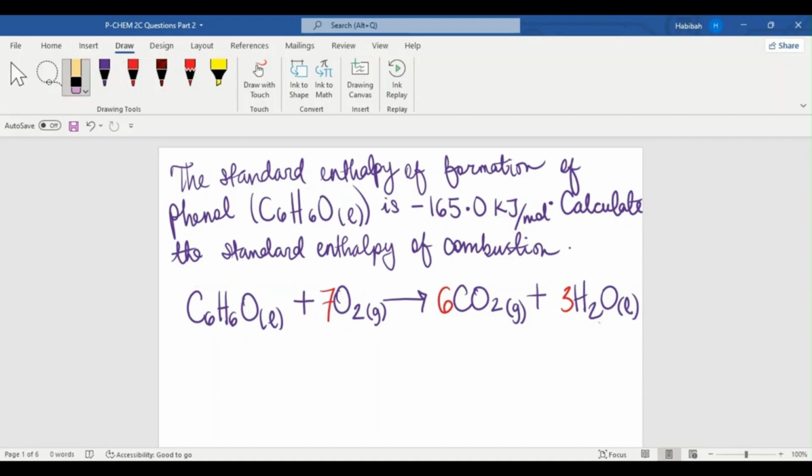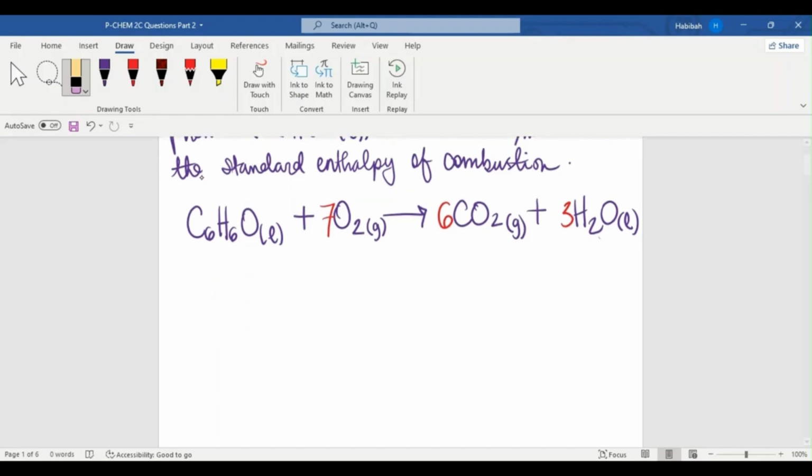Using this information, we can now calculate the standard enthalpy of combustion. Note that the standard enthalpy of combustion is the same thing in this case as the standard enthalpy of reaction. Because a combustion is a reaction, we can just substitute the standard enthalpy of reaction with the standard enthalpy of combustion because it's basically the same thing. Keeping that in mind, we can now write the equation that we'll be using.